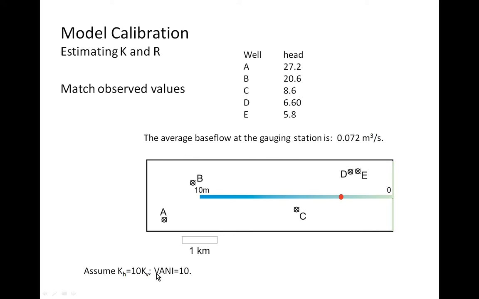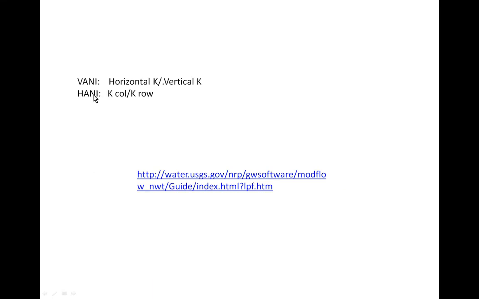For this example, we'll depart from our previous cases and use anisotropic conditions, where the K in a horizontal direction is 10 times greater than K in vertical. It's typical to have this kind of anisotropy in bedded sedimentary aquifers, and the way that you'll do that is by using this VANI file in MODFLOW, and the value will be the ratio of horizontal K to vertical K. Here's the URL if you want to go and learn more about these particular files in MODFLOW.